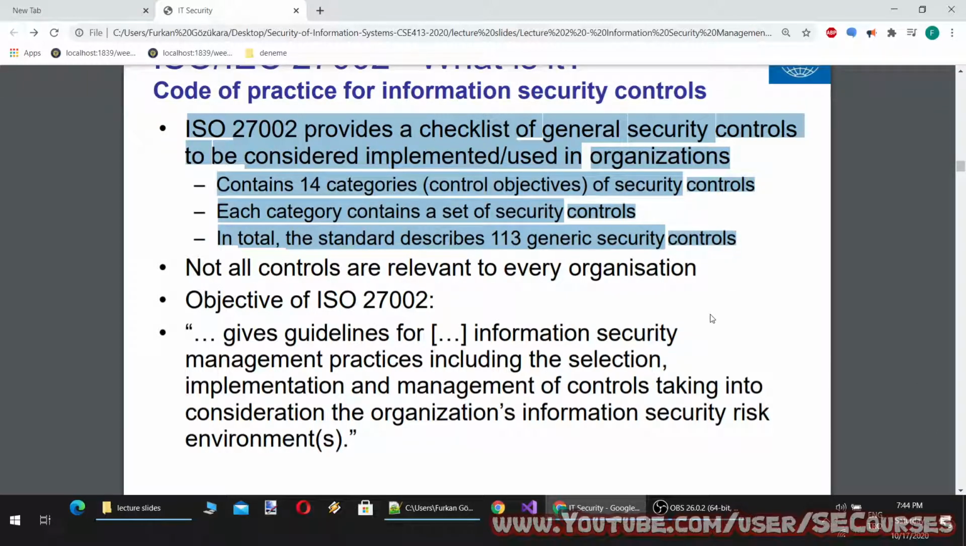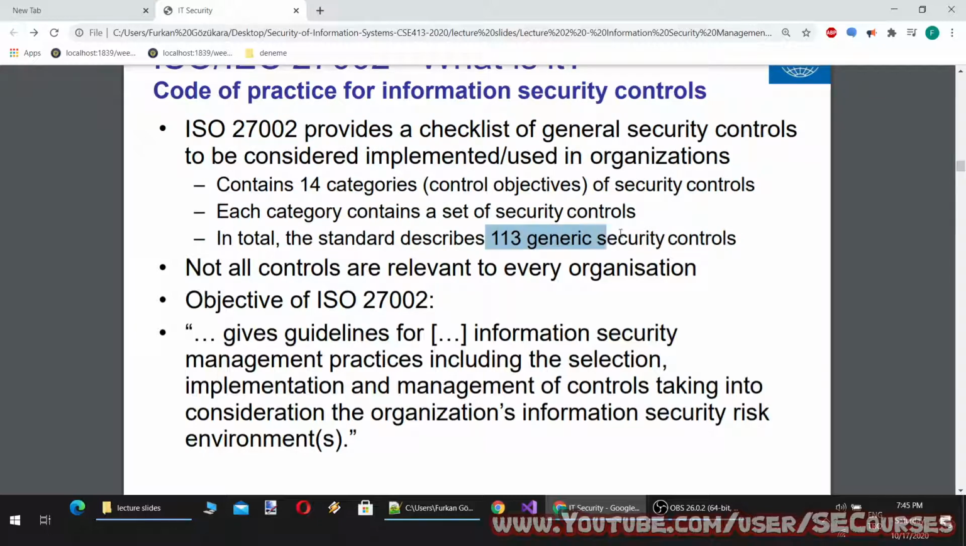ISO 27002 provides a checklist of general security controls to be considered, implemented, and used in organizations. It contains 14 categories of control objectives of security controls. Each category contains a set of security controls. In total, the standard describes 113 generic security controls. So if you follow all of these generic security controls, you get a decent amount of information security which can protect your assets, which can protect you from millions of dollars of losses. It totally depends on your company.